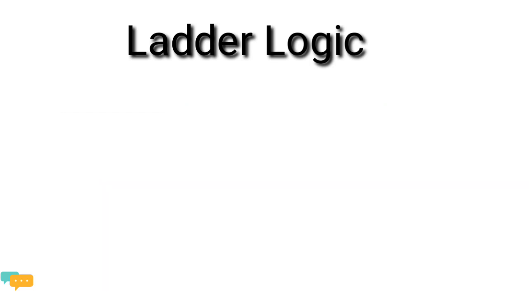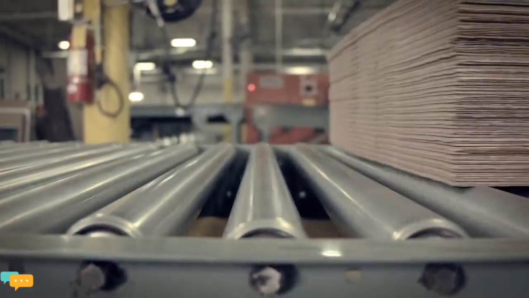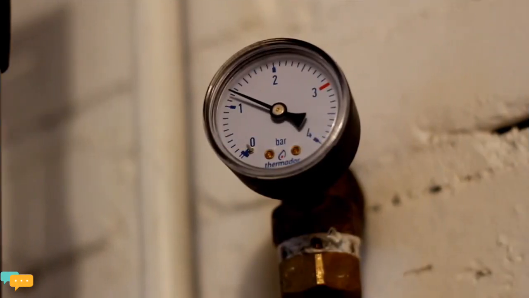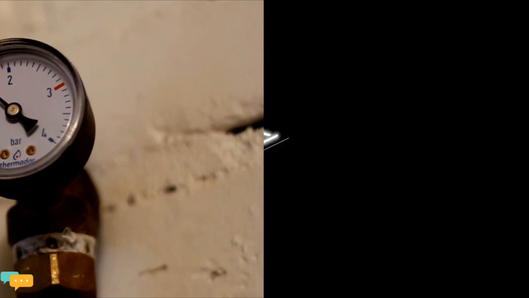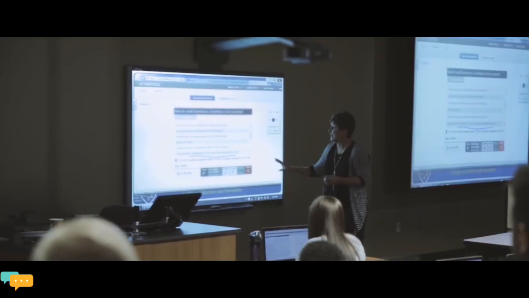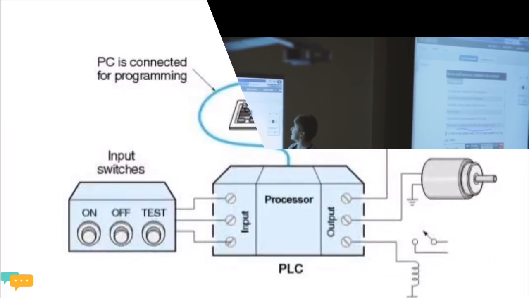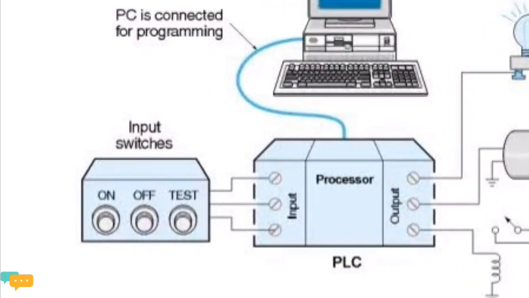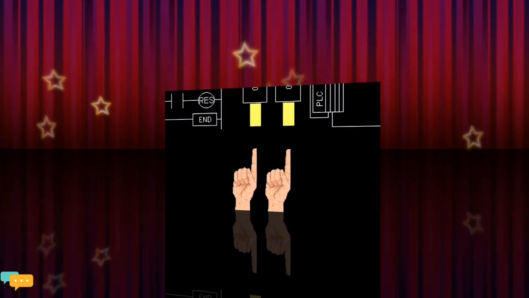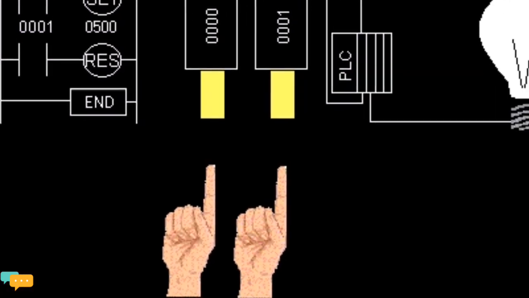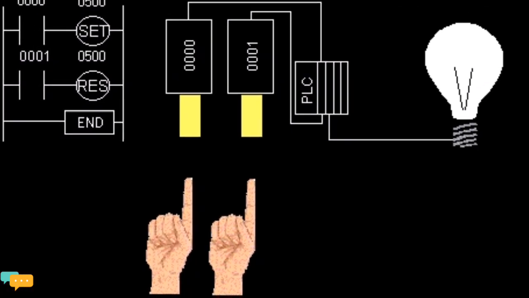Input modules receive signals from various sensors and devices such as temperature sensors, pressure transmitters, limit switches, and more. The PLC analyzes these inputs and makes decisions based on the programmed logic. The output modules then activate actuators or control devices such as motors, valves, pumps, and solenoids to perform desired actions based on the control logic.